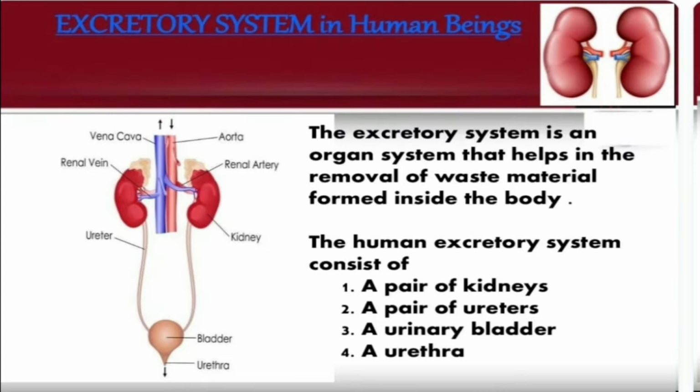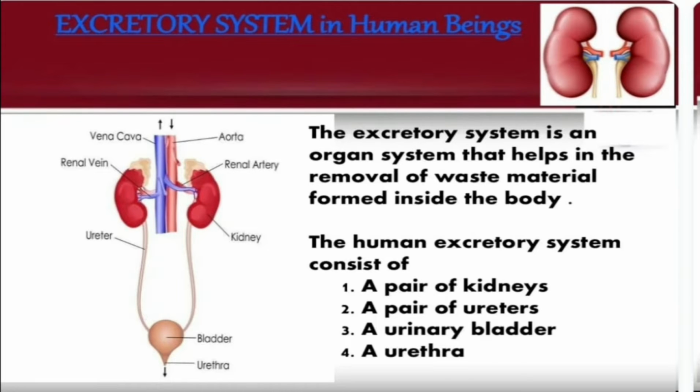Now the human excretory system consists of parts. The excretory system is an organ system that helps in removal of waste material formed inside our body. The excretory system of humans consists of four parts, that is a pair of kidneys. You are seeing the two kidneys here, brown in color, bean shaped, and present in the abdominal cavity on both sides of the backbone. Is it okay?